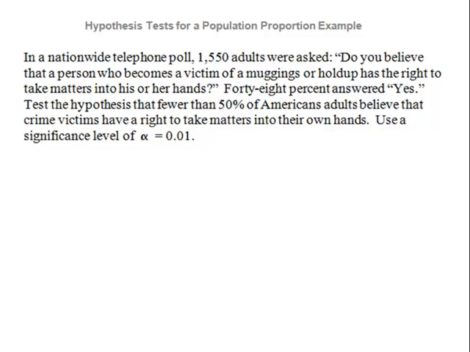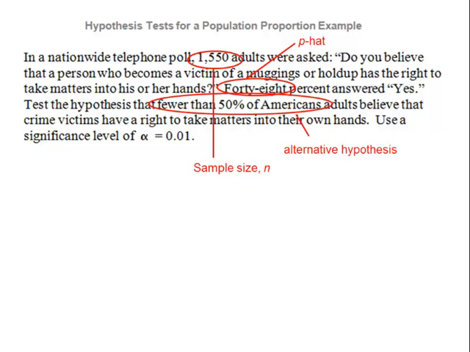So our first step is to identify our information. The sample size is 1,550. That's how many people answered the telephone poll. We're also given that p hat, the sample proportion, was 48%. The alternative is fewer than 50% of Americans, so this is the claim. The alpha level is 0.01. So we have enough to complete the test.